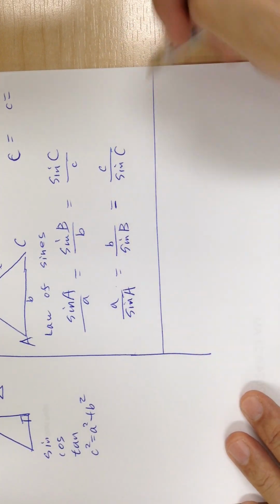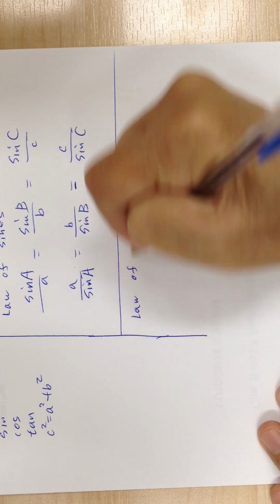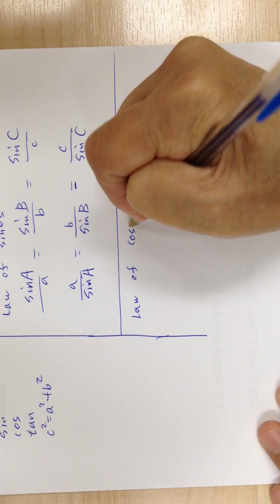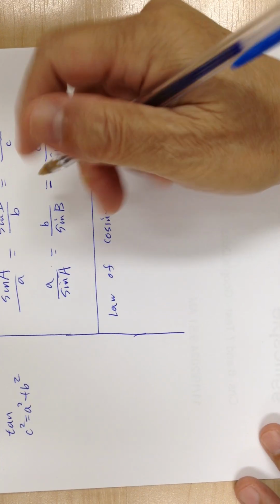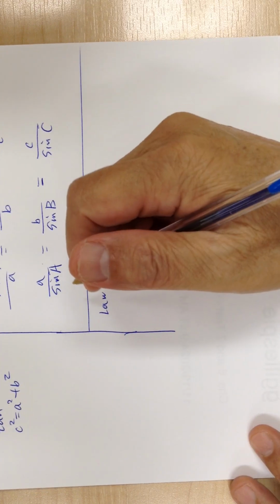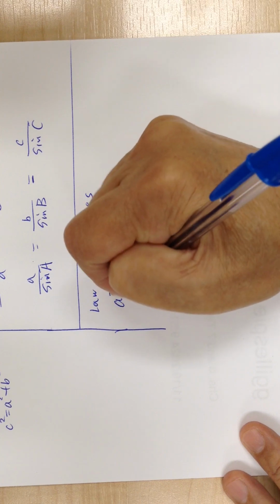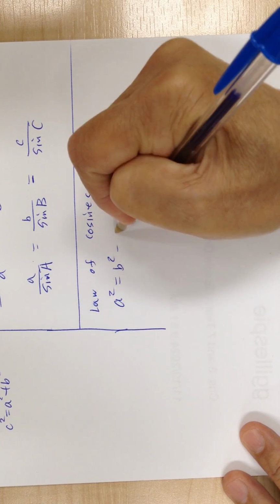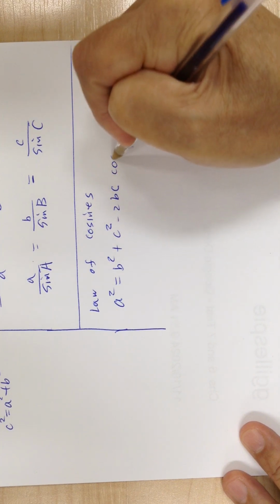Okay. Now for the law of cosines, this is on page 491. There are three different versions of it. A squared equals b squared plus c squared minus 2bc cosine A.